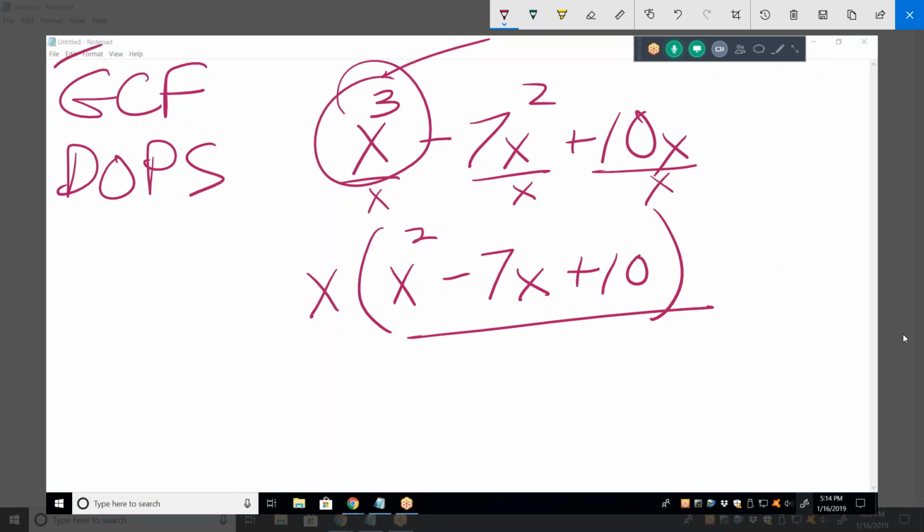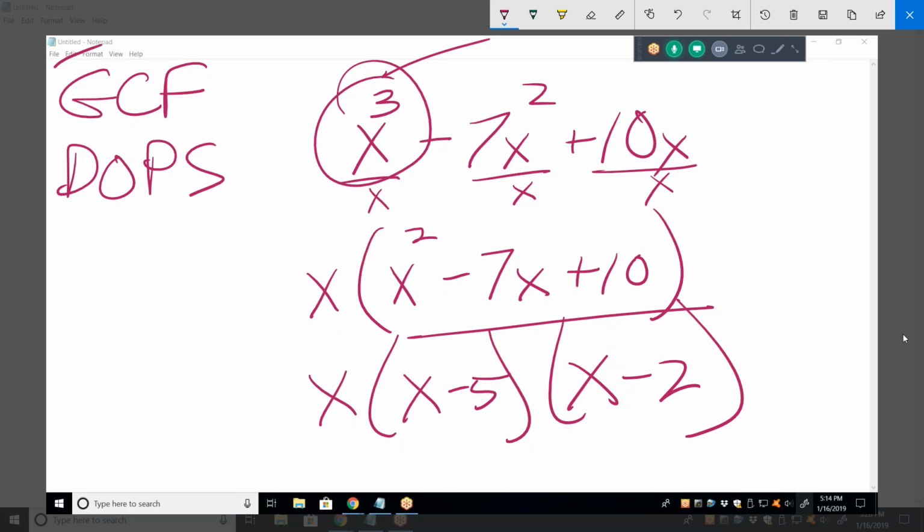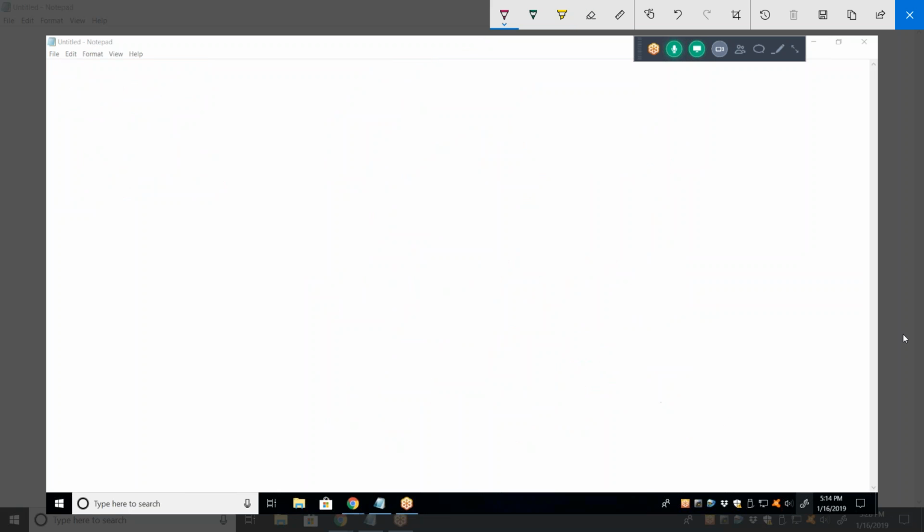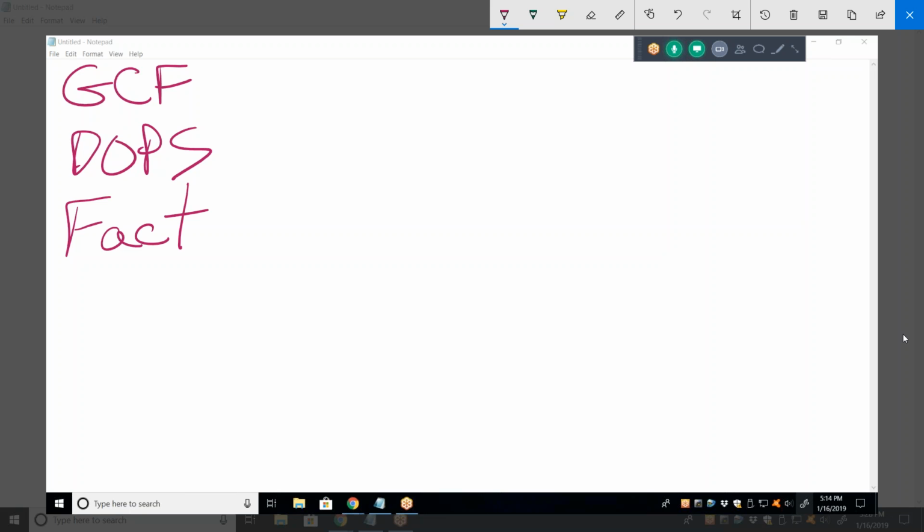And again, we know how to factor that. That's x minus 5 times x minus 2. All right, so we have greatest common factor, we have difference of perfect squares, and the next thing is just normal factoring, which is where we started out. In other words, when you have a quadratic that has an x squared, has an x, and has a number, that's what I call normal factoring. Let me give you a couple more here.